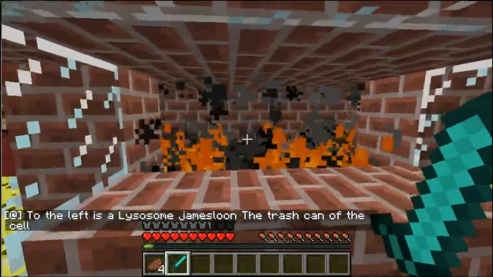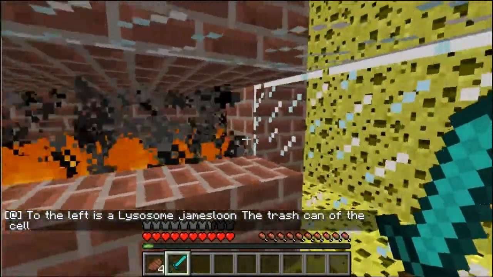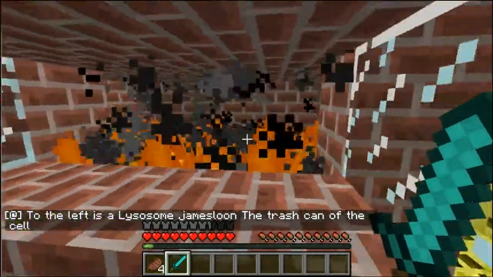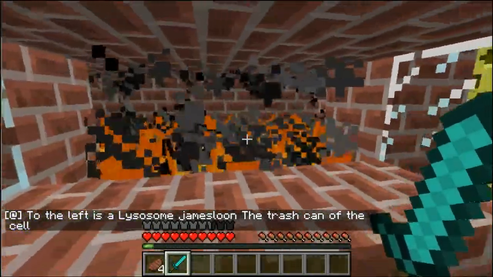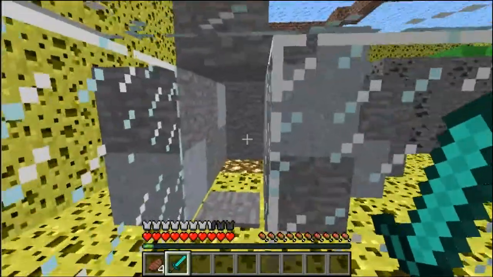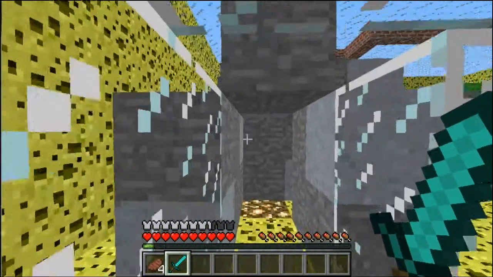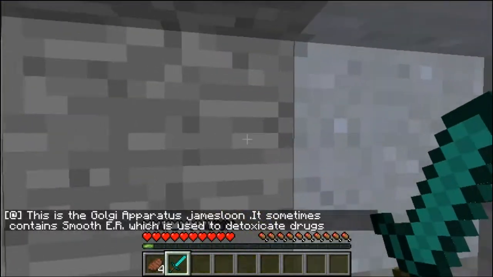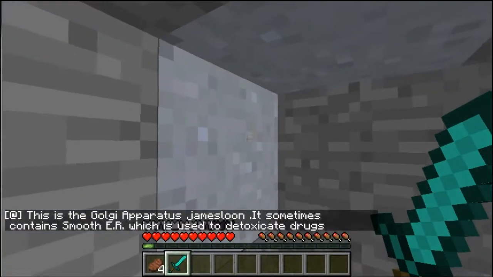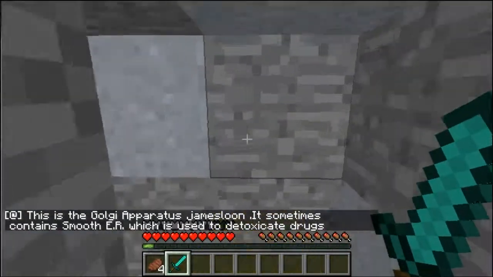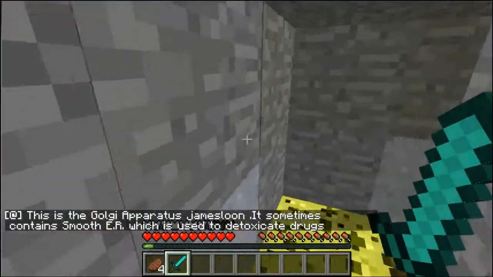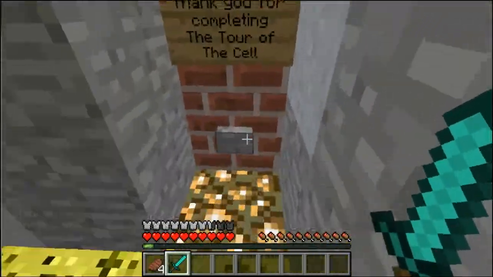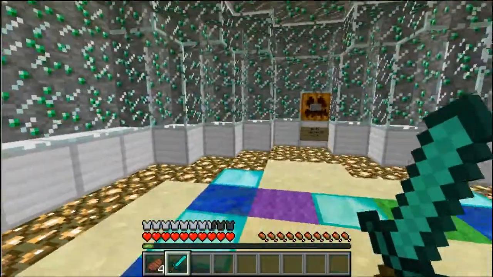And then this is a lysosome, which is the trash can in the cell. It breaks down dead organelles and other wastes throughout the cell and contains enzymes. Alright, then this is the Golgi apparatus, which contains smooth ER, which is used to detoxify drugs sometimes. And we're done with this, and we'll move on to the questions.